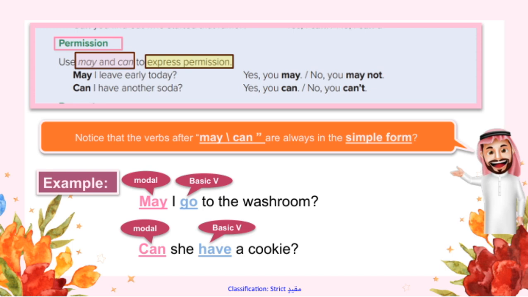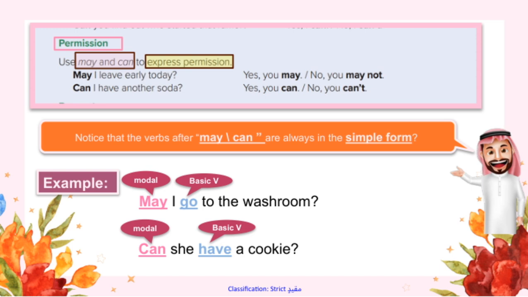Another example is, may I go to the washroom? Again, may is the modal and go remains in its simple form. This pattern is consistent across different modal verbs. So the main takeaway here is that after may or can, the verb doesn't change. It stays in the basic form.